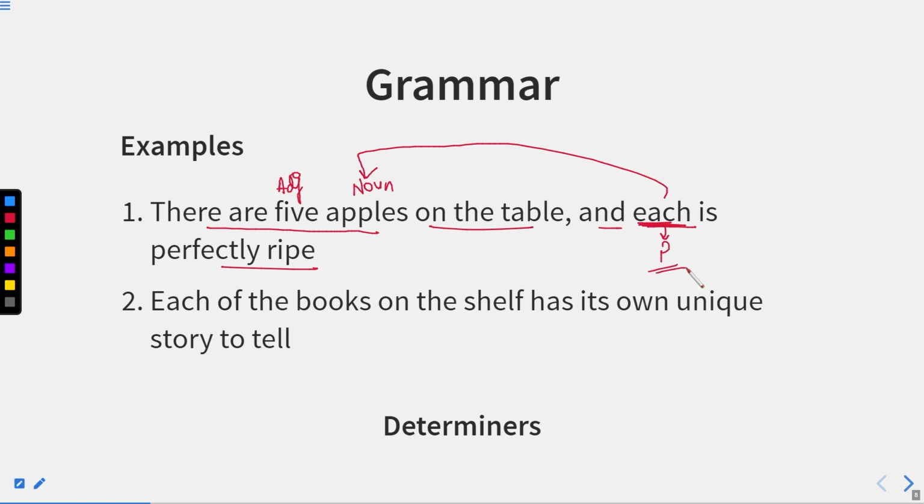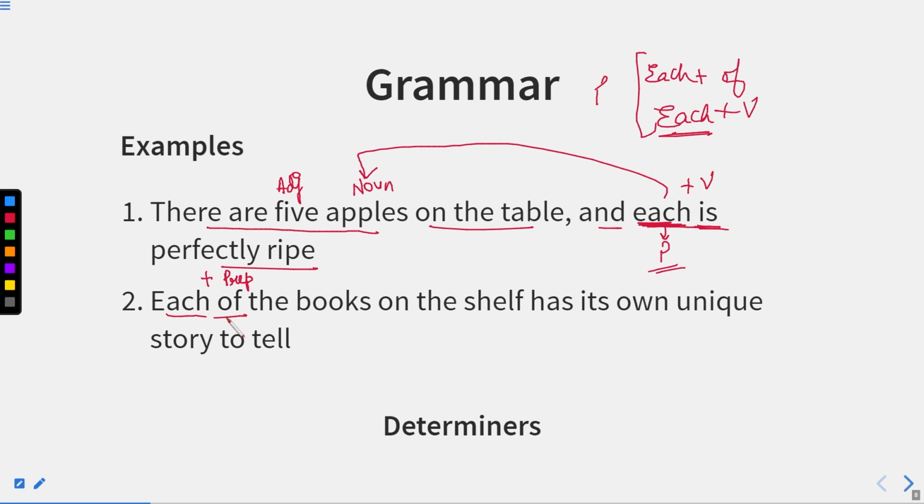Now, in the second sentence, as I told you on the previous slide, each can be followed by a verb or a preposition if it is a pronoun. Here you can see each is: this is each and this is the verb. Now in this sentence you can see each of. Of is a preposition, and each is followed by a preposition over here.